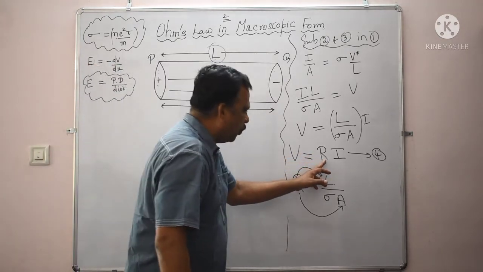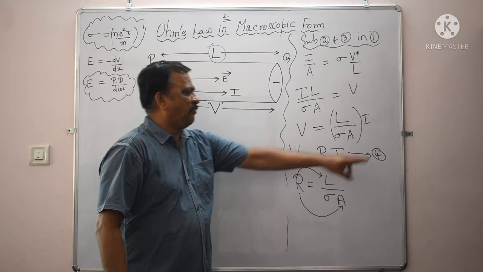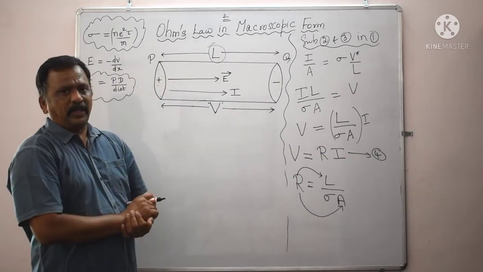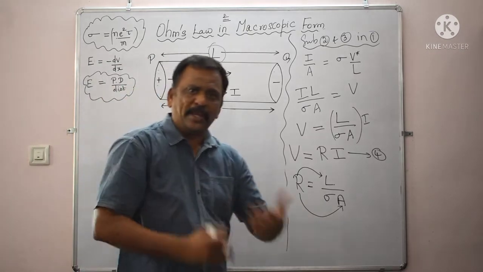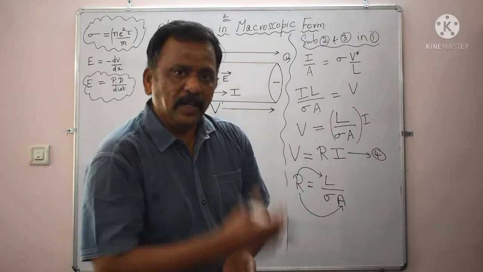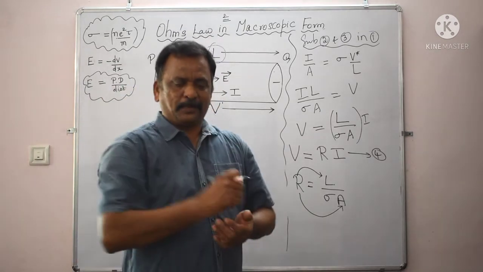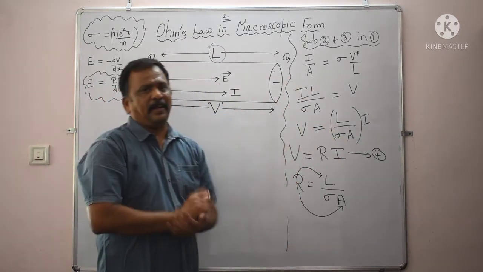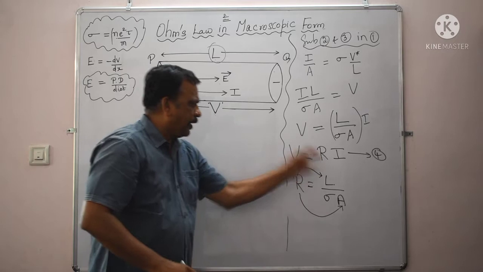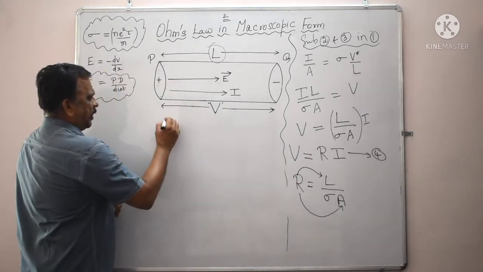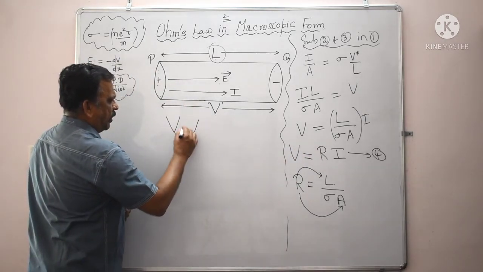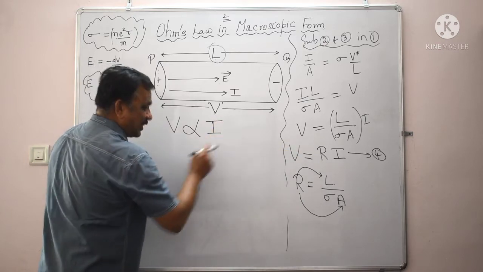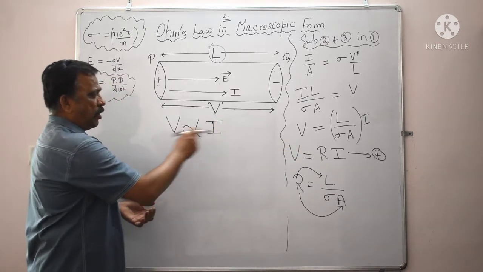I am going to remove the constant R from expression 4. Whenever you introduce a constant, the proportional sign changes to an equal sign. And whenever you remove the constant from an expression, the equal sign will change to a proportional sign. Just the converse, right? So if I remove the constant R, then the equal sign changes to a proportional sign. So V is proportional to I.